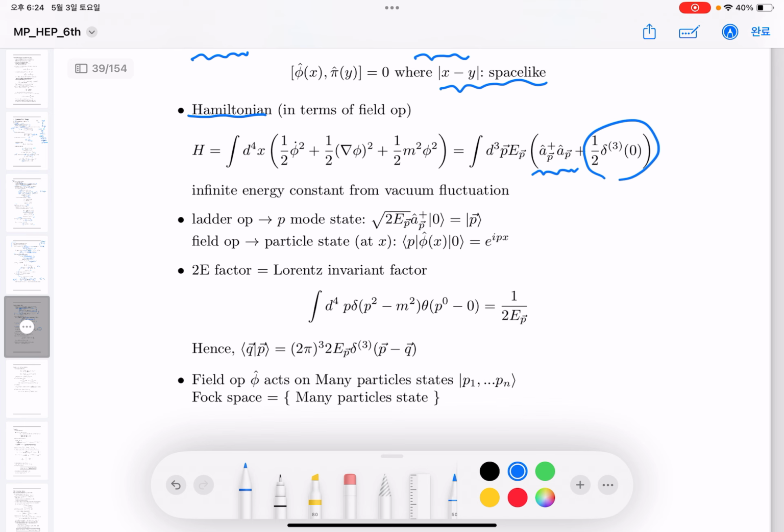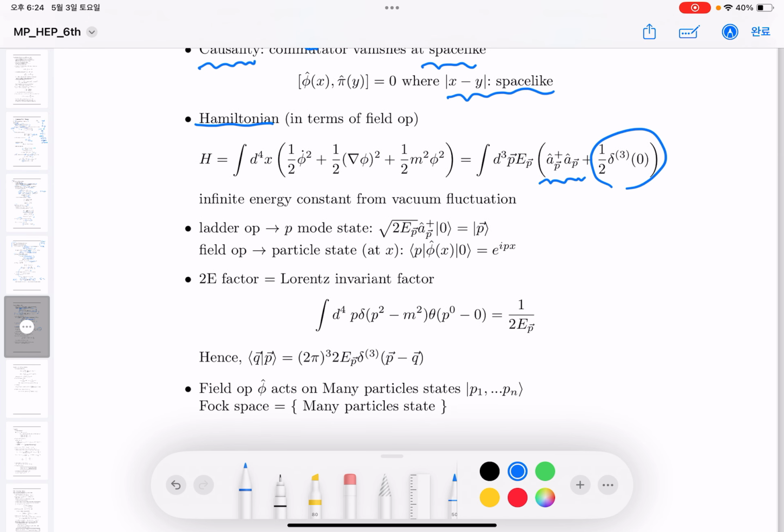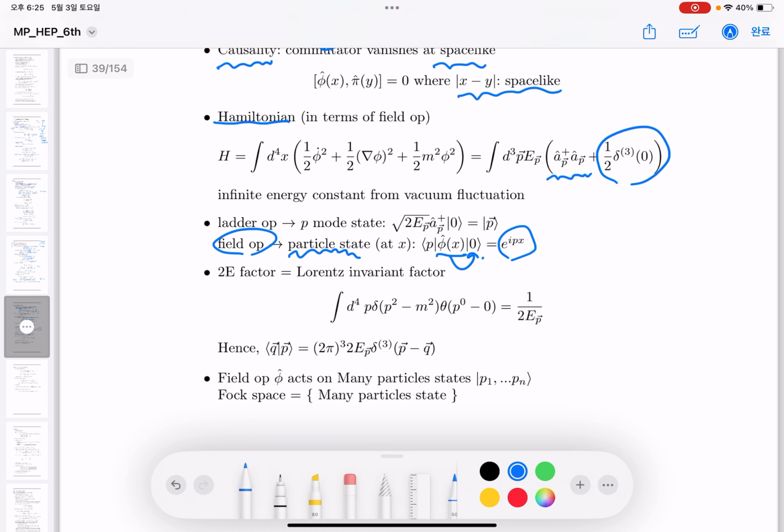Such field operators can be interpreted as the creation of a particle. If we act the field operator on the vacuum state, then the corresponding particle appears. And there are two factors that appear by the Lorentz invariance. Some remark.